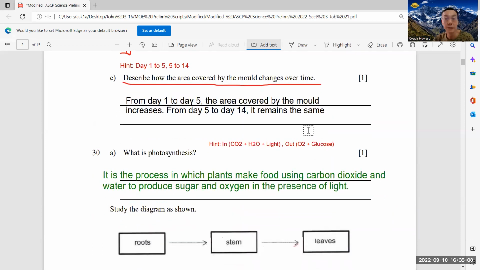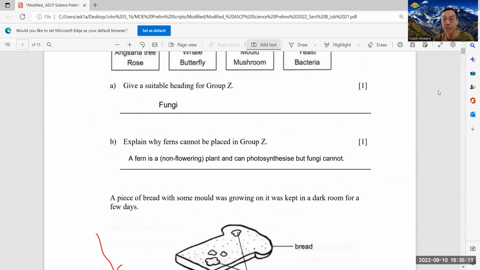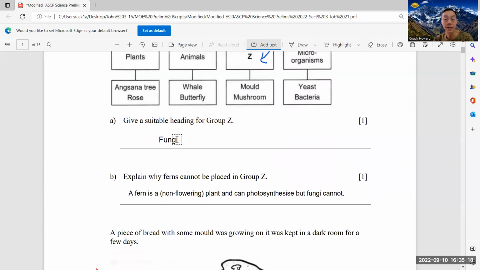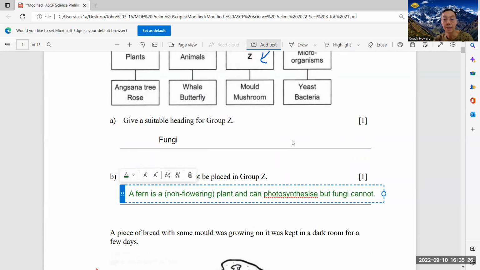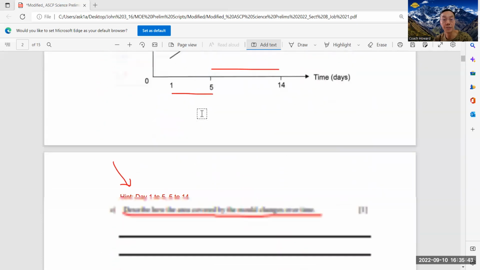Okay, next. Okay, for those who just came in, I just scroll back for you to catch up a little bit. So the answer for the first part is A is fungi. For B, you must mention that a fern is a non-flowering plant, and can photosynthesize, but fungi cannot. Okay, so I will do a screenshot of this for those who need to have the answer later. And then let's go on to this question.